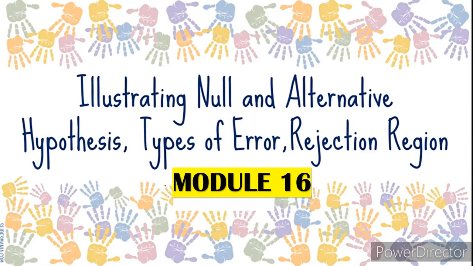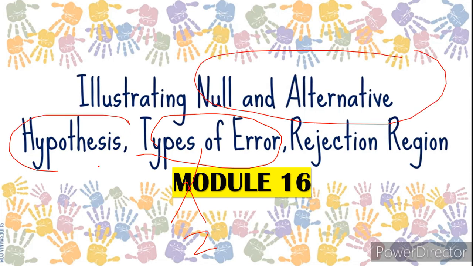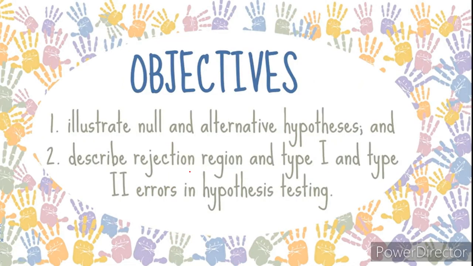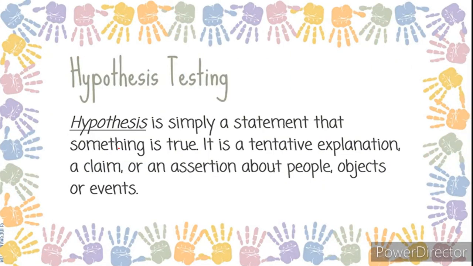Illustrating null and alternative hypothesis. The types of error, we have two. And we have two types of hypothesis, the null and the alternative. Rejection region. Figures lang yan. And we have two objectives. Illustrate the null and alternative and describe the rejection region and the type 1 and type 2 error.